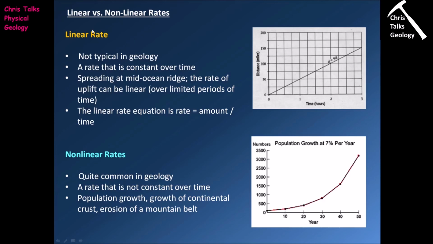However, when we actually look at it over the entire 200 million year lifespan of the North Atlantic, what we're going to see is that the rate at which new crust is being made at the Mid-Atlantic Ridge has in fact changed over time, and so the rate is non-linear. So a lot of linear rates in geology tend to be associated with relatively short-lived events.